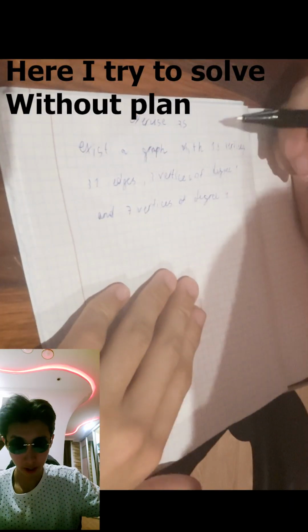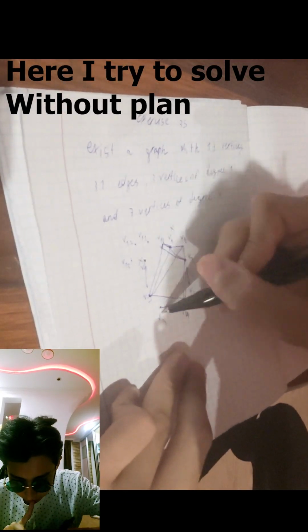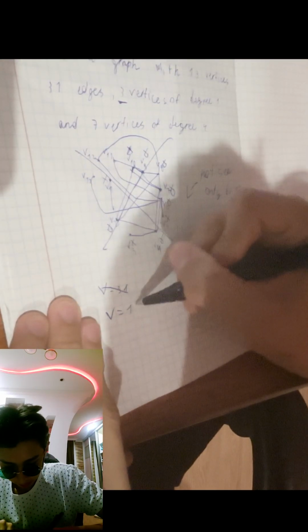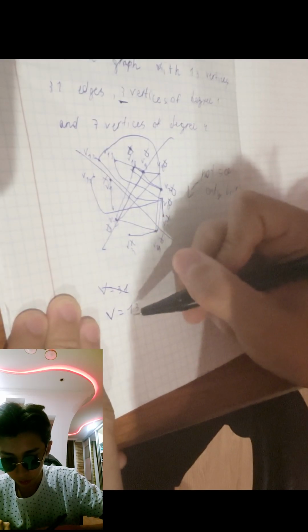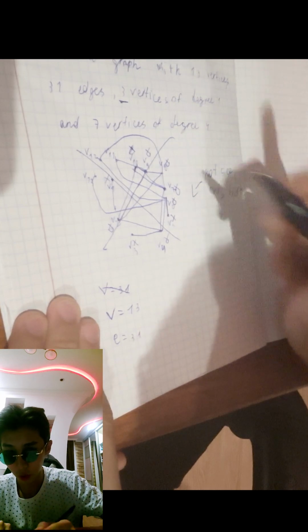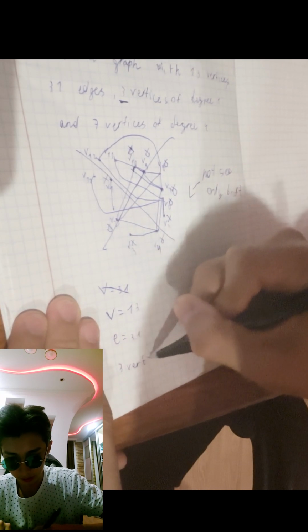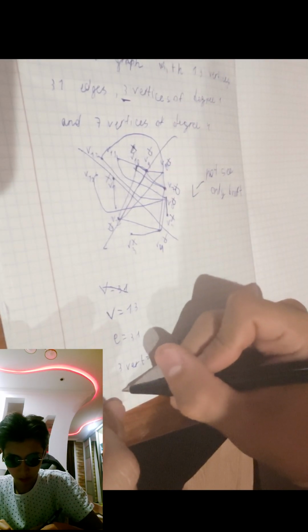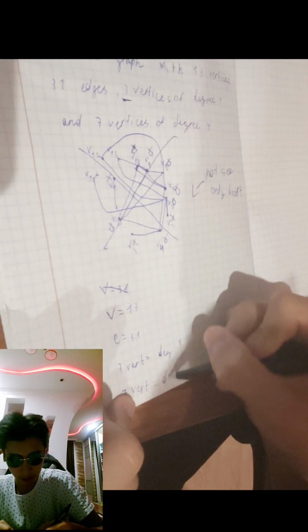Exercise 35. Can there exist a graph with 13 vertices, 31 edges, and three vertices of degree 1 and 7 vertices of degree 4? Let's write it down and make some equations.